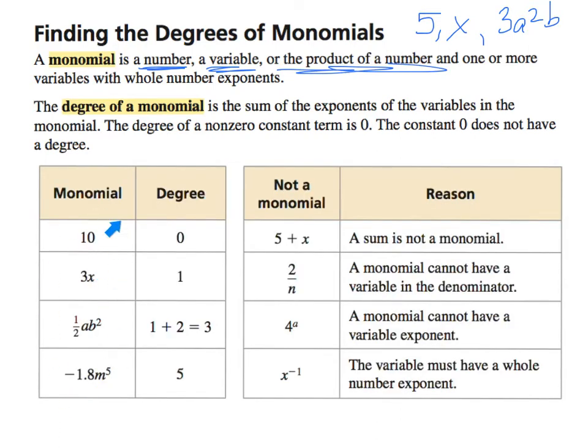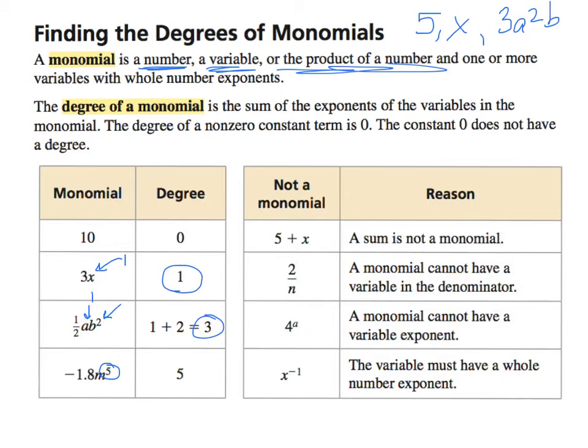Here are 4 monomials. 10 is just a constant. It has a degree of 0. 3x, well, x has a power right here of 1, so your degree is 1. Now in this next one, a has a power of 1, b has a power of 2, so we add them together. We find the sum, so your degree is 3. And in the last one, the degree is just 5.